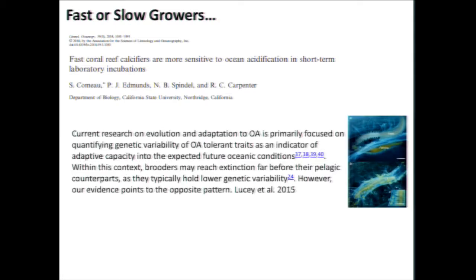This is actually a really nice paper on polychaetes. What they found was that brooding polychaetes were more resistant to ocean acidification. Now, one of the interesting aspects about brooding versus broadcast spawning invertebrates is that brooders tend to create fewer gametes or offspring. So from an evolutionary perspective, you might think that since there are fewer offspring, there is less adaptation potential. What they found was quite the opposite: the brooding organisms, even though they hold lower genetic variability, were more resistant to ocean acidification.